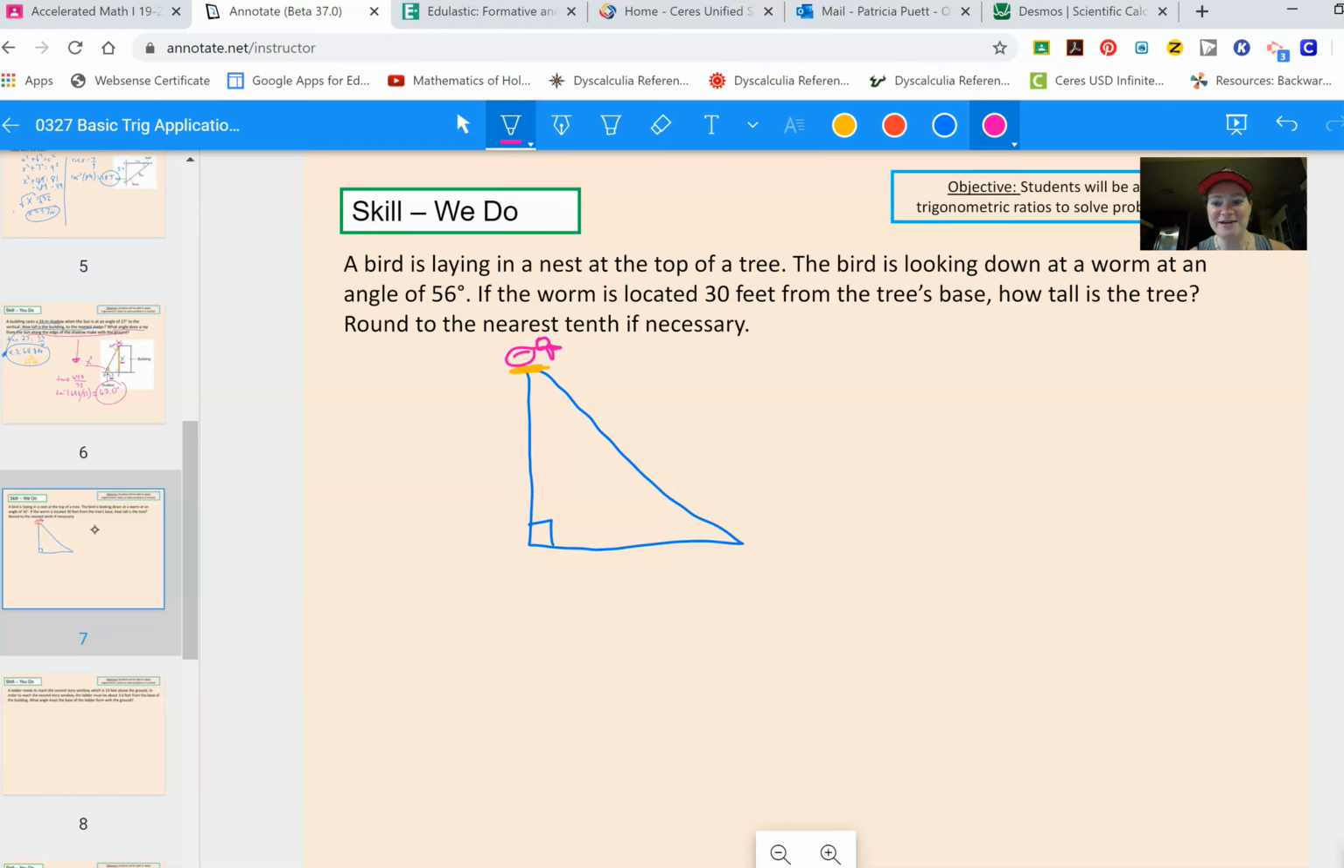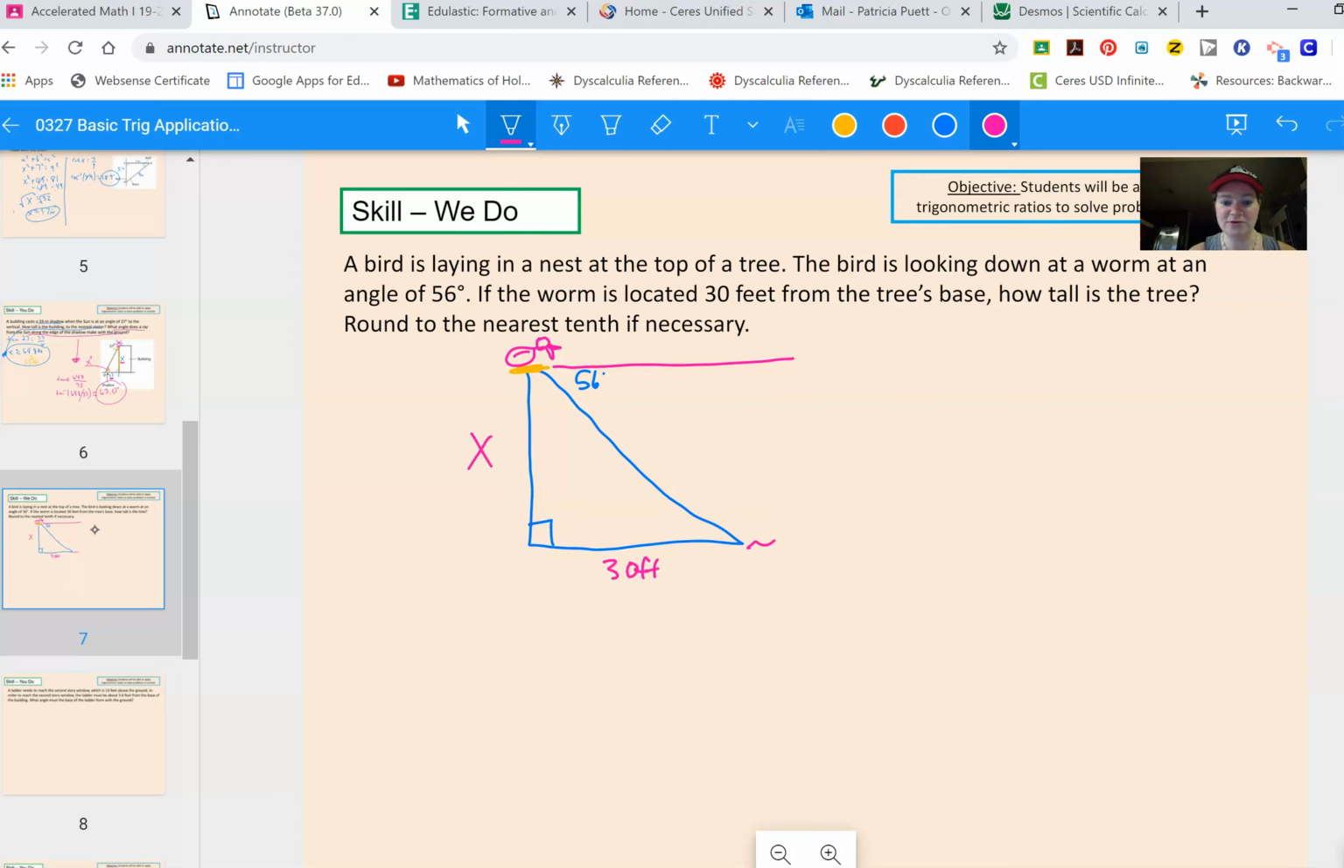The bird is looking down at a worm. Here's a little worm, at an angle of 56 degrees. So that means it's talking about an angle of depression. So 56 degrees is my angle of depression. If the worm is located 30 feet from the tree's base, so 30 is going to be your base length, how tall is the tree?